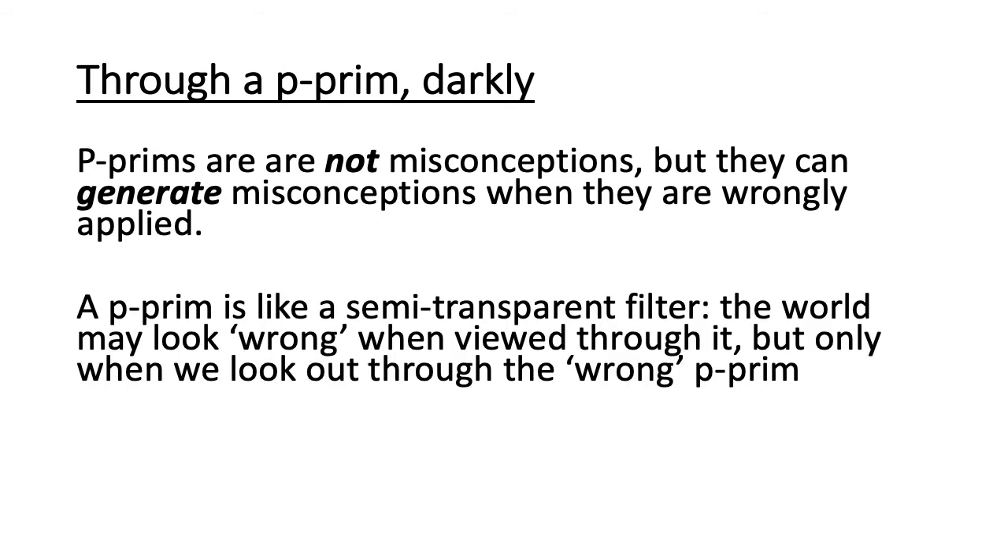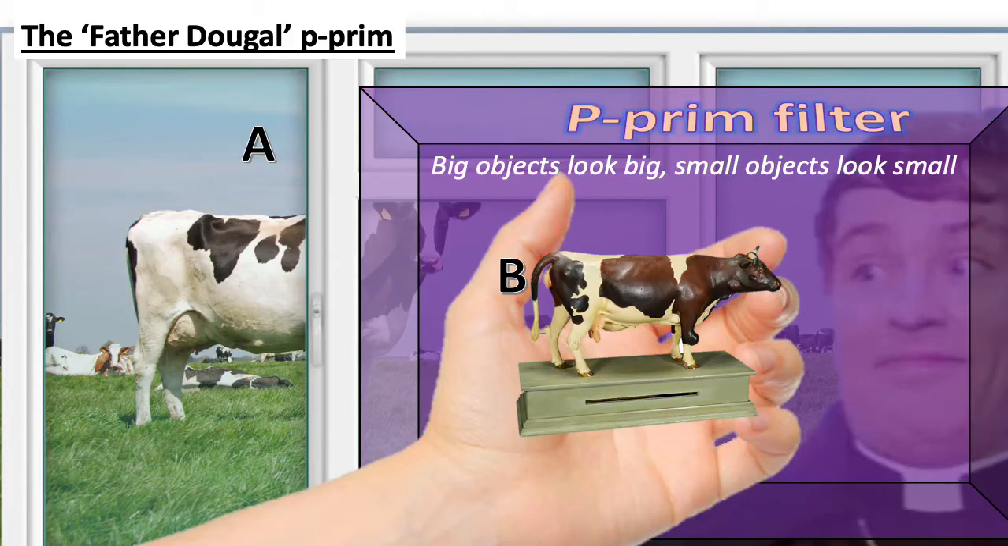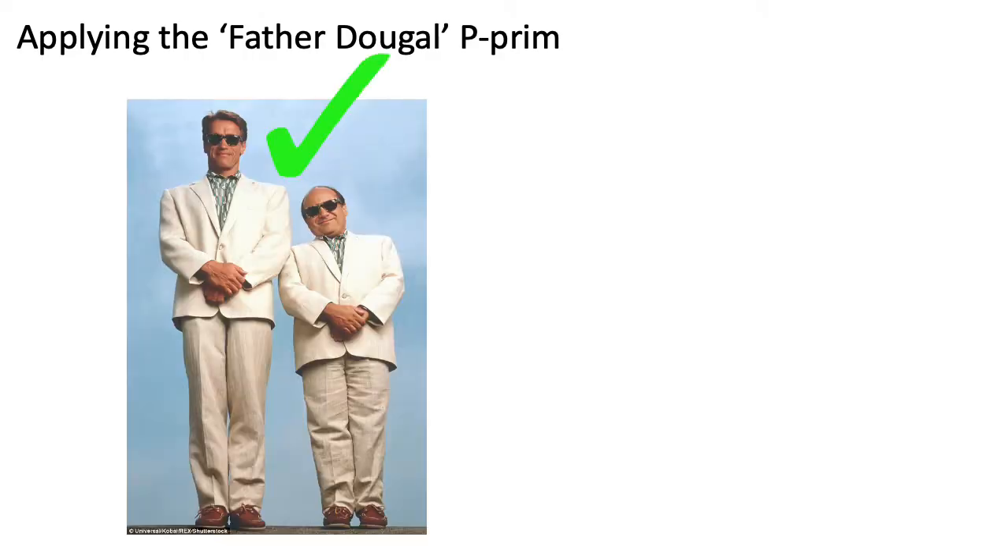A p-prim is like a semi-transparent filter. The world may look wrong when viewed through it, but only when we look out through the wrong p-prim. For p-prims, context is everything. Father Dougal is not seeing the world correctly because he's looking out through the wrong p-prim. Now, it's important to note that p-prims aren't always wrong.